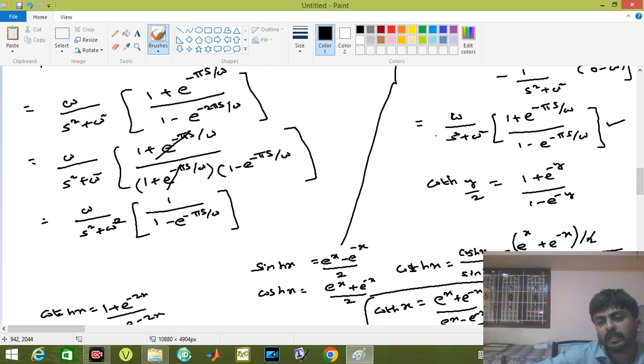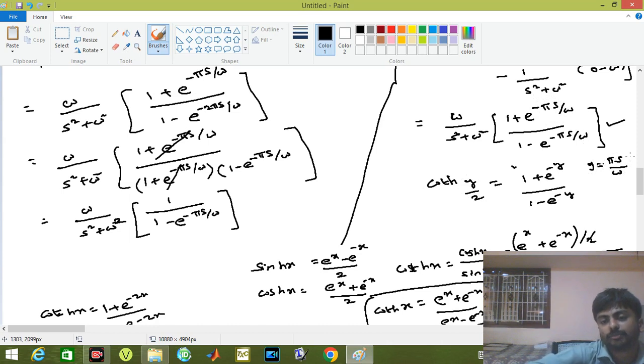You can see there is 1, yes there is 1, there is e power of minus y, this is y, yes this is y, this is 1 minus e power of minus y, this is 1 minus e power of minus y. So what is y? This is y. So it can be written as coth y by 2. So here y is equal to pi s by omega.